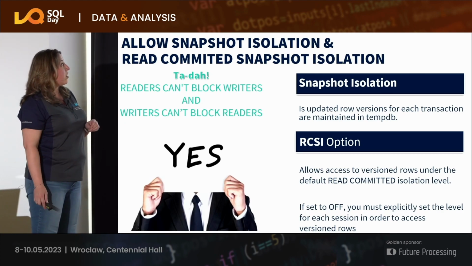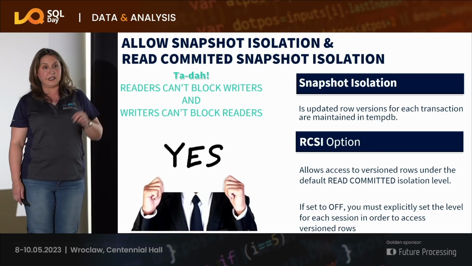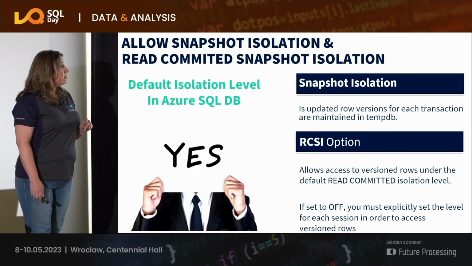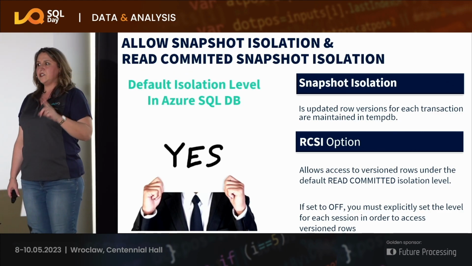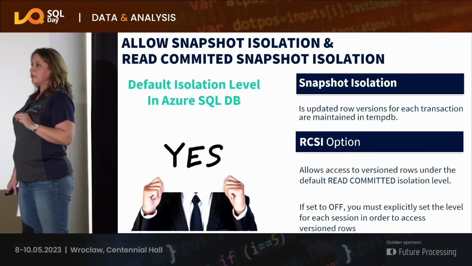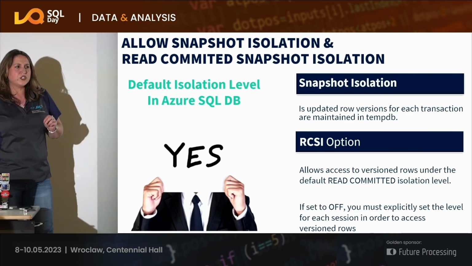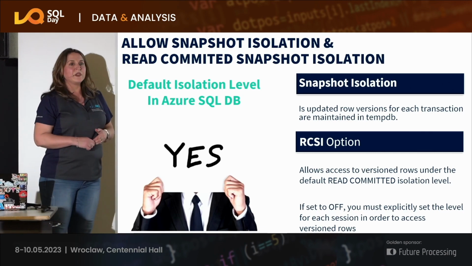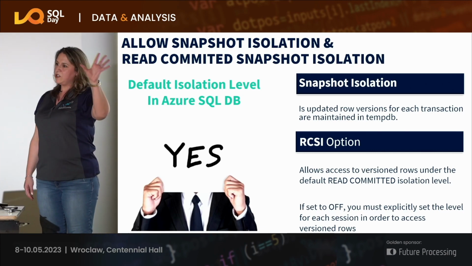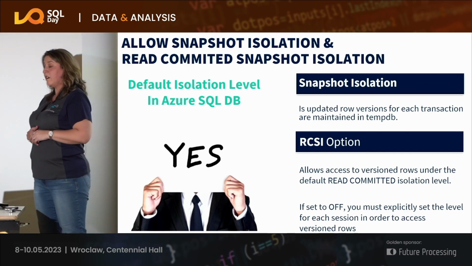So there's this thing called RCSI, Read Committed Snapshot Isolation. It is so important that it is the default isolation level now in Azure SQL Database. What this does is it starts to create this thing called a version store. It uses Tempdb, so make sure your Tempdb is configured correctly before turning it on.